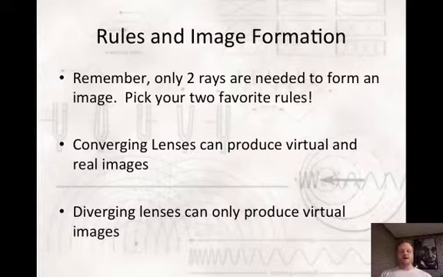One thing to keep in mind is converging lenses can produce virtual and real images. So it can produce both types, whereas a diverging lens can only produce virtual images, which is good to keep in mind because as you start doing problems, if you're trying to solve a ray diagram for a diverging lens and you're getting a real image, well, you probably did something wrong, and so you'll want to reconsider that and maybe try again.